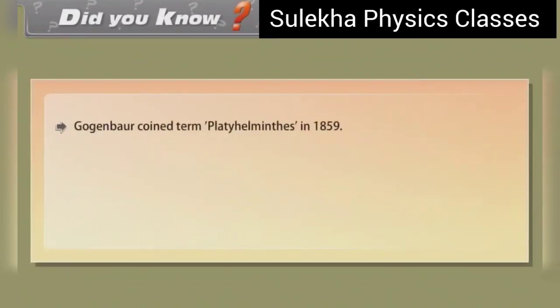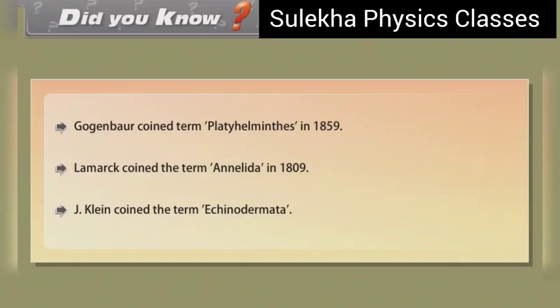Did you know? Goldfuss coined the term Platyhelminthes in 1859. Lamarck coined the term Annelida in 1809. J. Klein coined the term Echinodermata.